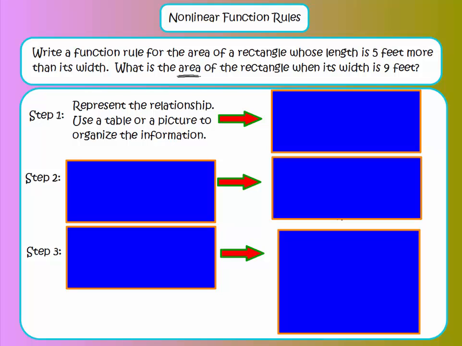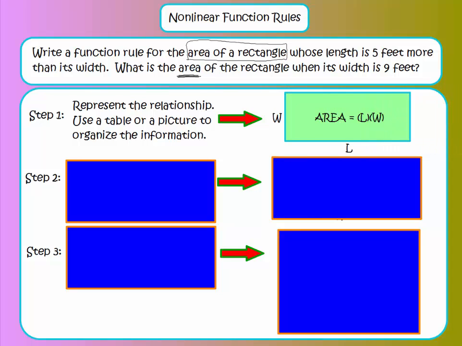So what is it we're even talking about here? Write a function rule for the area of a rectangle. Let's start with that. Why don't we create a picture, like a rectangle, label some sides, and try to recall exactly what the area of a rectangle is. So you draw a rectangle. We say the area is the length times the width. We label the two sides, the length and the width. And now we have something to start applying our information to.